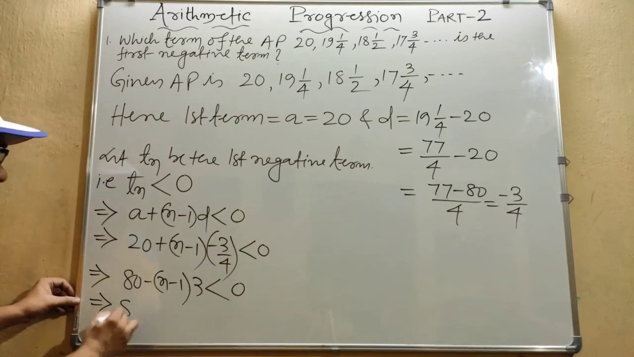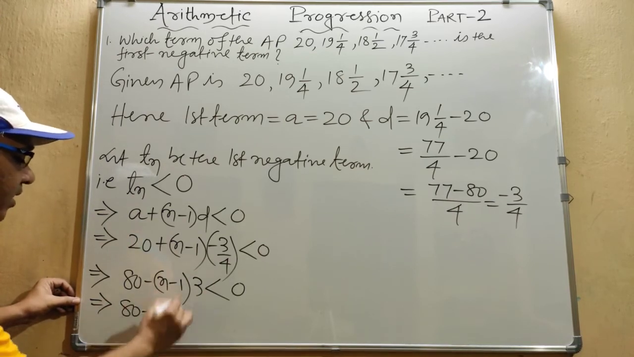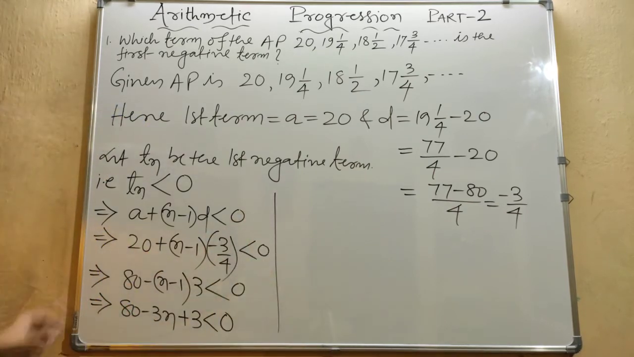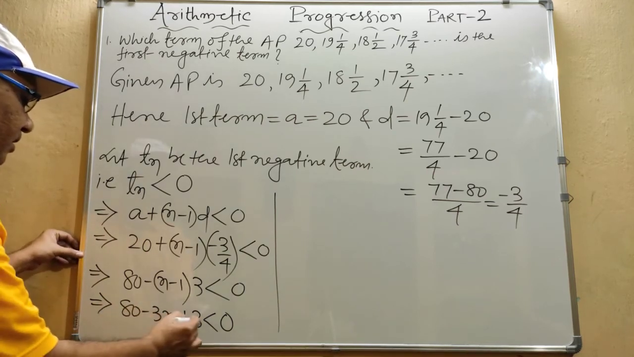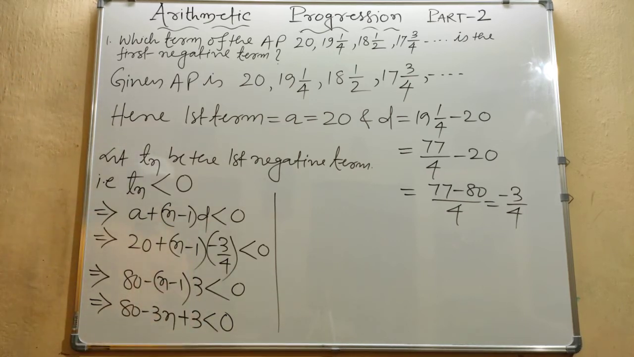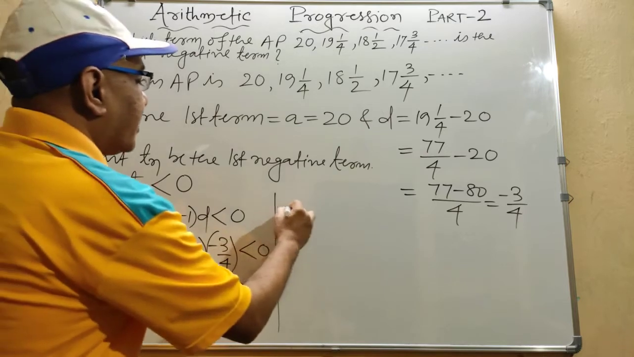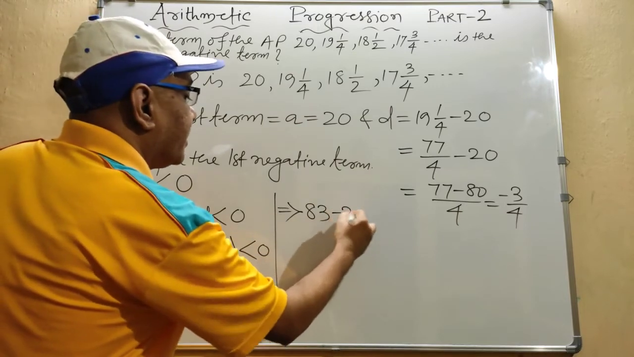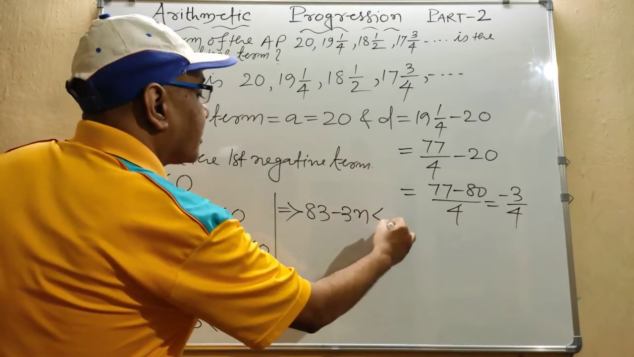Now it is 80 minus 3n plus 3 is less than 0. Let us simplify and get the value of n. How much is it? It is minus plus, so 83 is coming, minus 3n. So 83 minus 3n is less than 0.